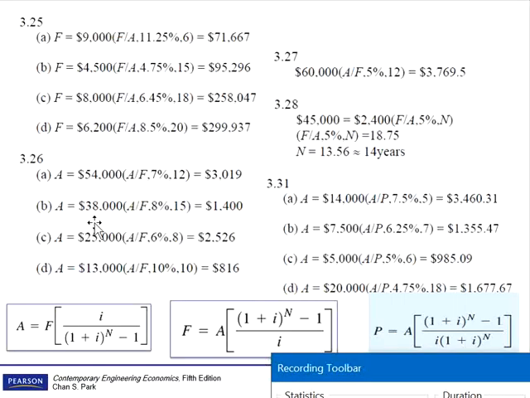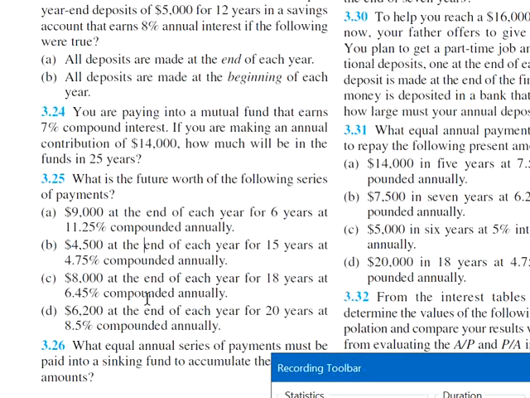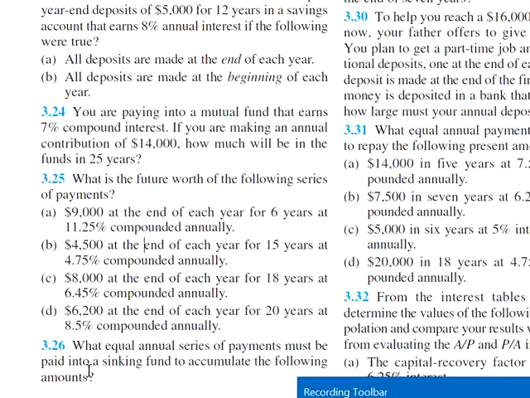If you go back, using the same formula, F equal to A, right? This is the formula we used to find out the F for 25. A is given, I is given for each part, and you can solve it. Question number 26 is also similar, but what you need to find out is what equal annual series of payments, means A, you need to find out.